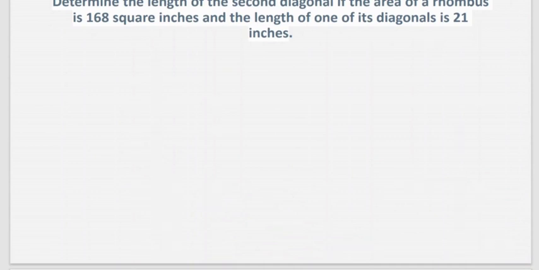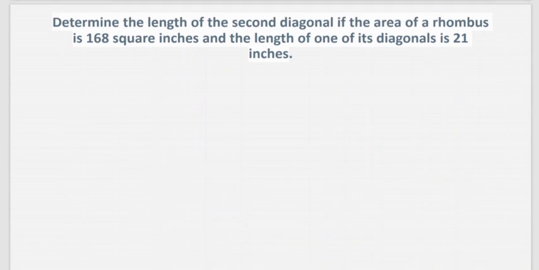Determine the length of the second diagonal if the area of the rhombus is 168 square inches and the length of one of its diagonals is 21 inches. So this is a very easy question. We know what a rhombus is. A rhombus is a quadrilateral whose four sides are equal. First thing. And their diagonals may or may not be equal.